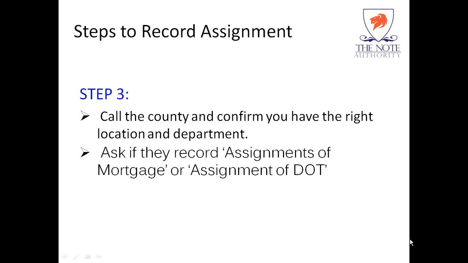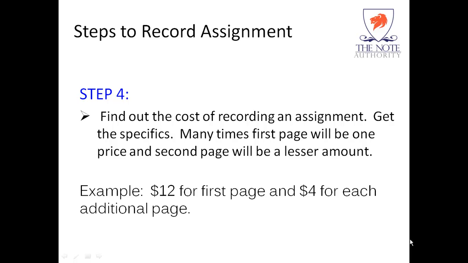Step 3, you're going to call the county and confirm that you have the right location and department. Say, is this Shelby County Recorder's Office? If they say yes, say great. Make sure they record: do you record assignments of mortgage? Do you record the assignment of deed of trust? And if they say yes, say great, and then ask the following information.